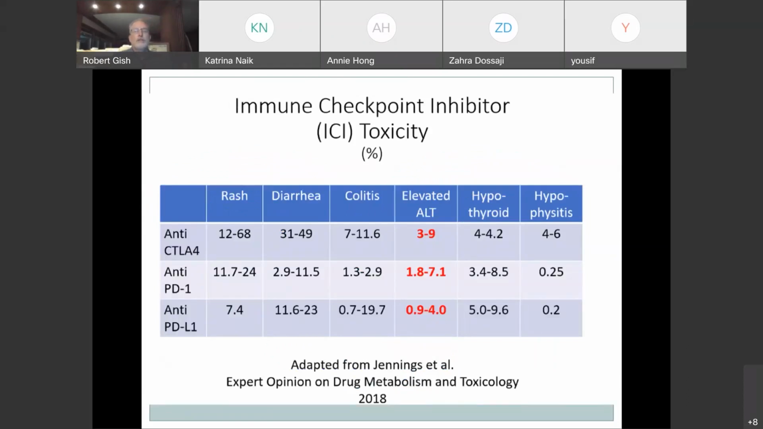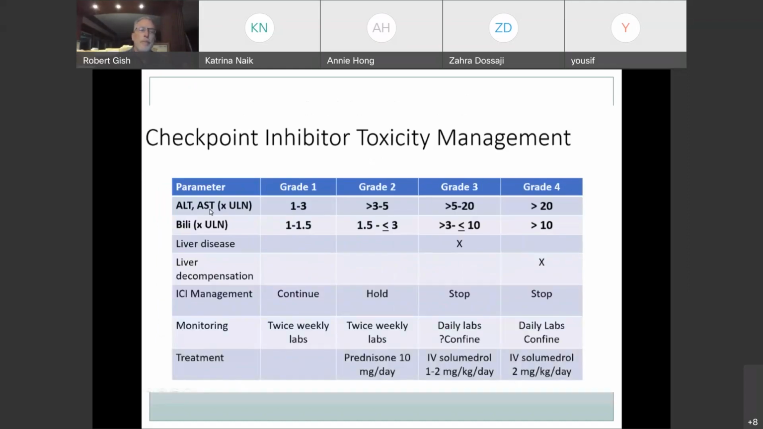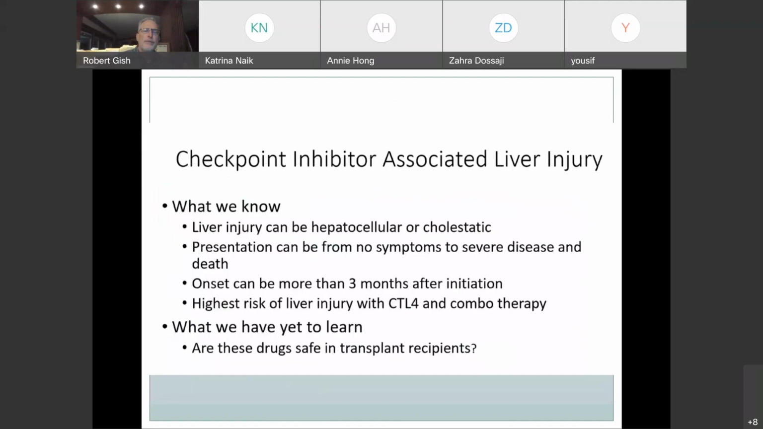This just goes into the toxicity of the ICIs. So elevated ALT is much more likely with a CTLA-4, that's ipilimumab, than the PD-1, which would be nivolumab or pembro, or the anti-PD-L1. An example of that would be atezolizumab, which is at the front line. So a lot of other organs can get injured with these immune checkpoint inhibitors. A little bit more on pattern. I'm not going to go into this in great detail.